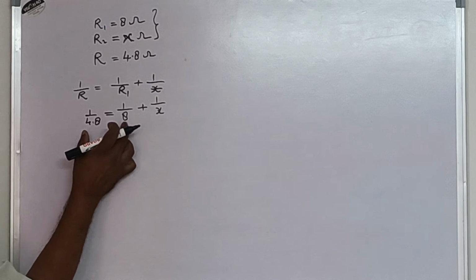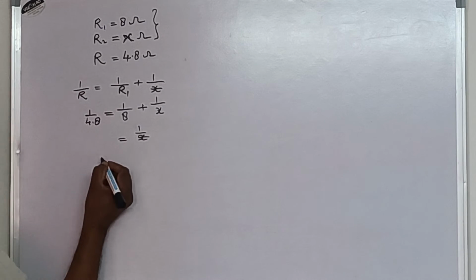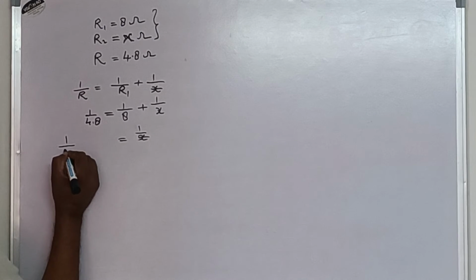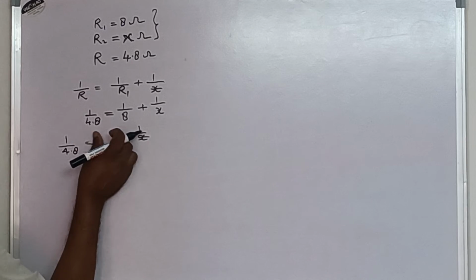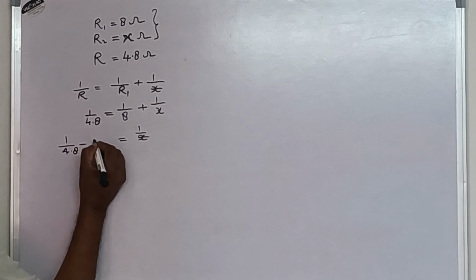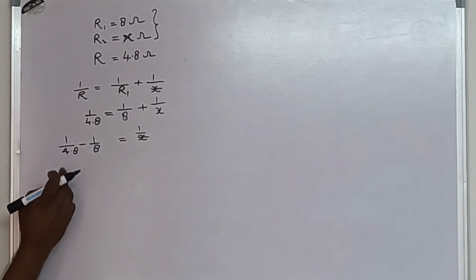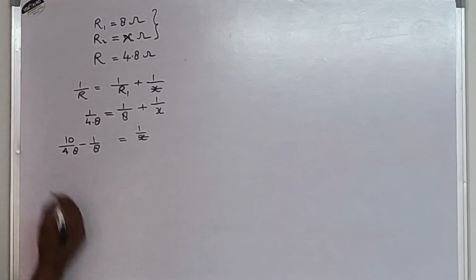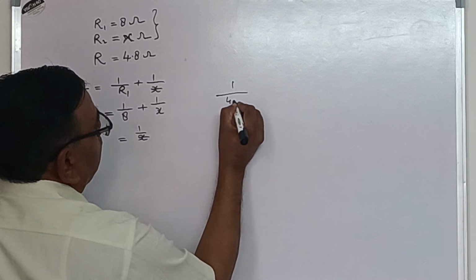Now, take the numerical value this side, equal to 1 by x, this side rehne dijiye, and take this 1 by 8 this side, so 1 by 4.8 minus. This side becomes minus 1 by 8. अब क्या करेंगे? Point हटा दीजिए. Point हटा दीजिए तो ऊपर 10 हो जाएगा. इसे 1.8. 1 by 4.8.